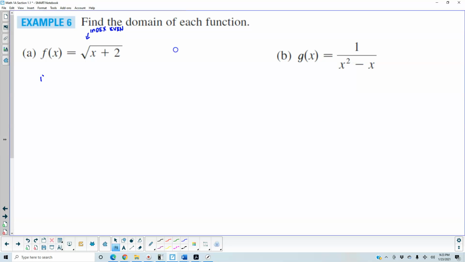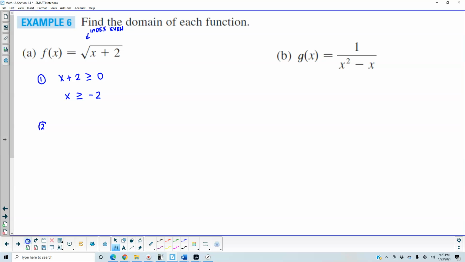So that tells us that the only thing that can be under the radical is anything that is equal to 0 or above. So that means we need to take x plus 2 and set the inequality to be greater than or equal to 0 and then solve for x. In order for us to solve for x, we're going to subtract 2 from both sides. So we know that x is going to be greater than or equal to negative 2.